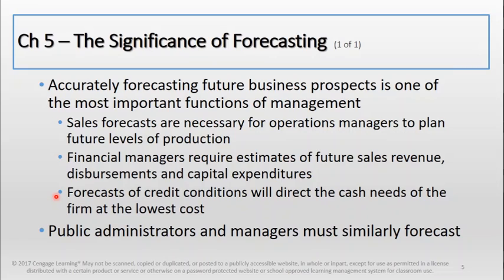So these are just some of the functions or significance of forecasting in your management. However, forecasting can also be used by public administrators and managers of not-for-profit institutions. So forecasting can be used in different ways. So if we are to do forecasting, then we need to know what forecasting technique to use.